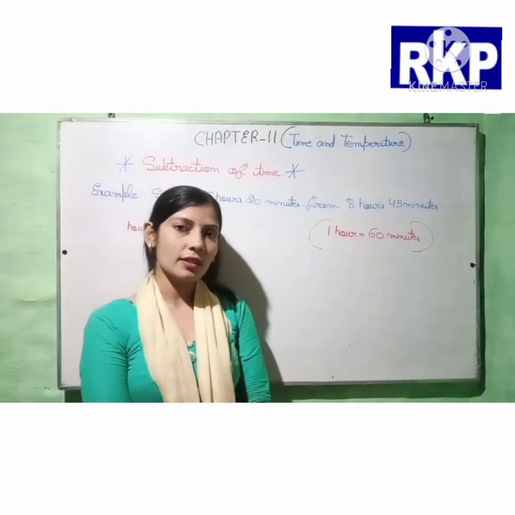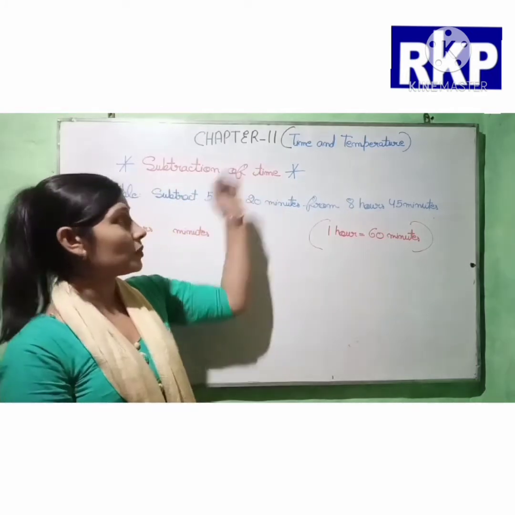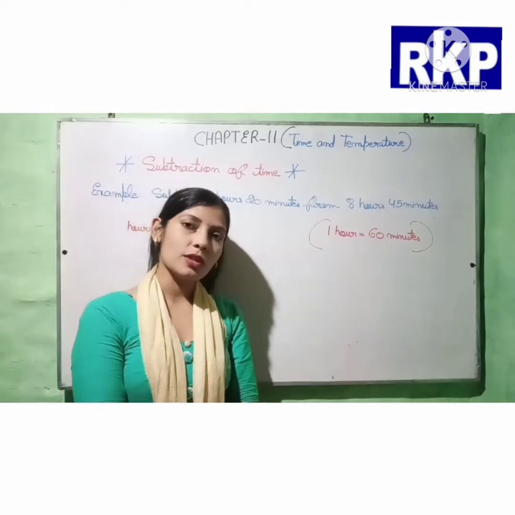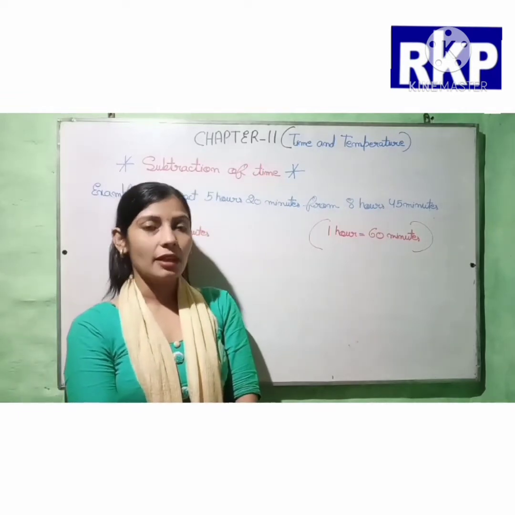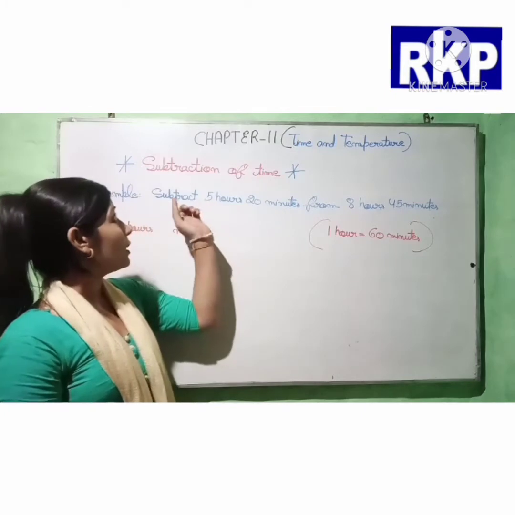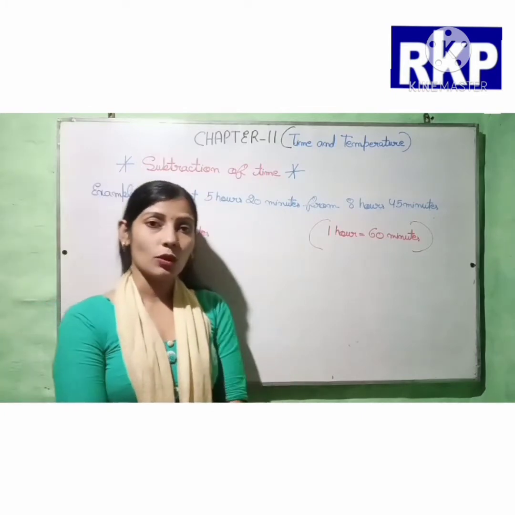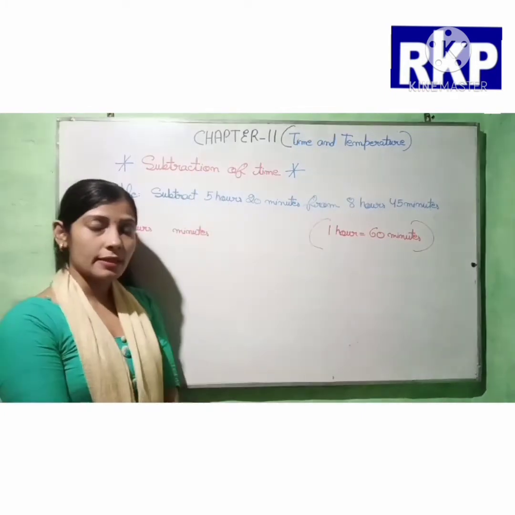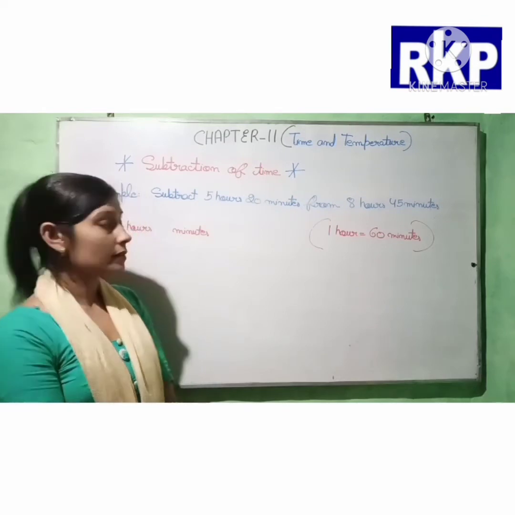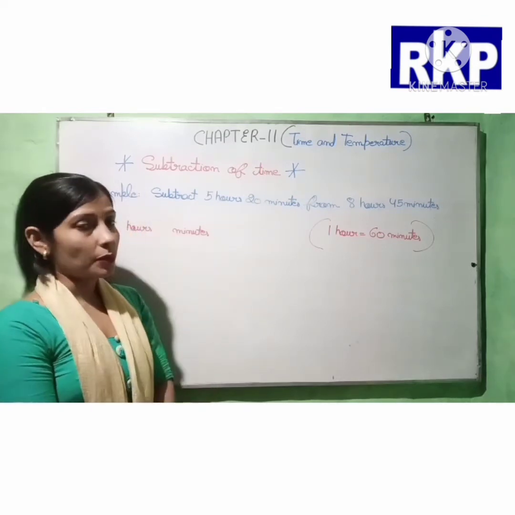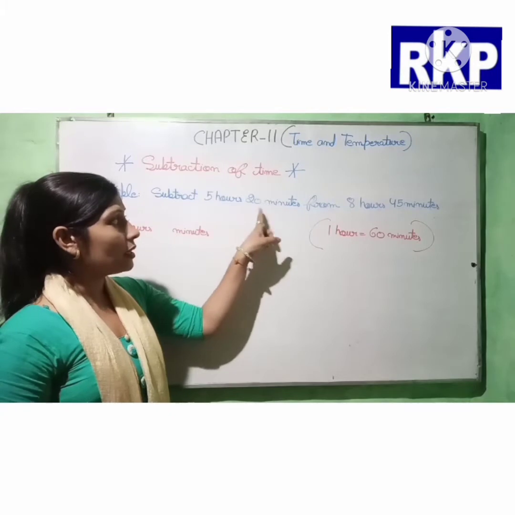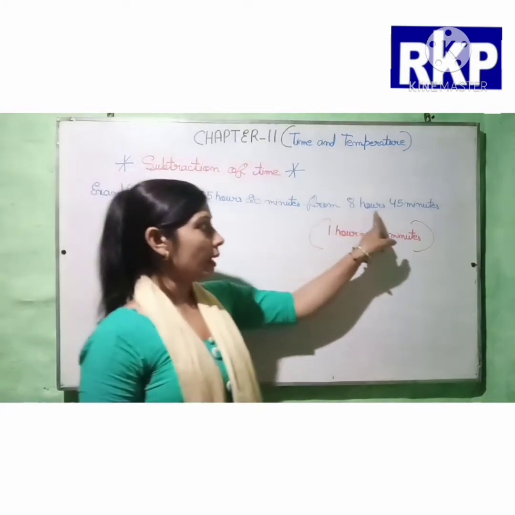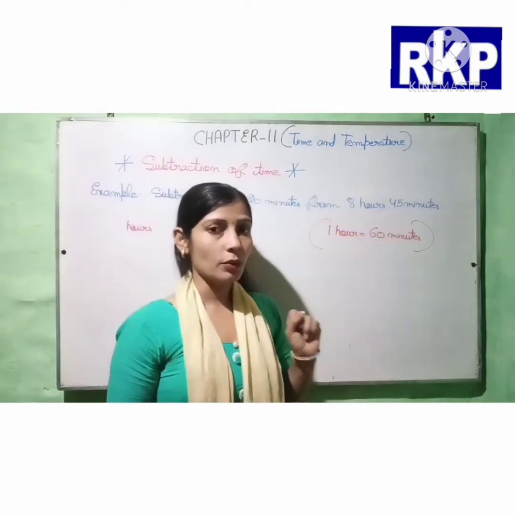Students, earlier we have discussed some topics of this chapter, and today also we are going to start one new topic of this chapter. Today we will discuss how we can subtract the units of time. Now, let us take one example to understand this. Here we have to subtract 5 hours 20 minutes from 8 hours 45 minutes.